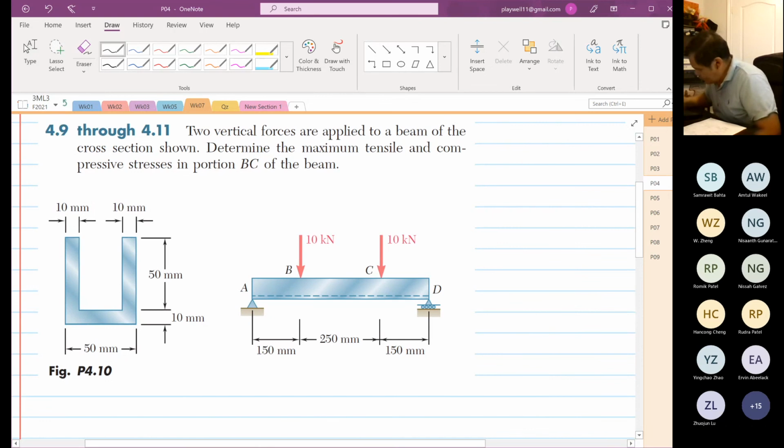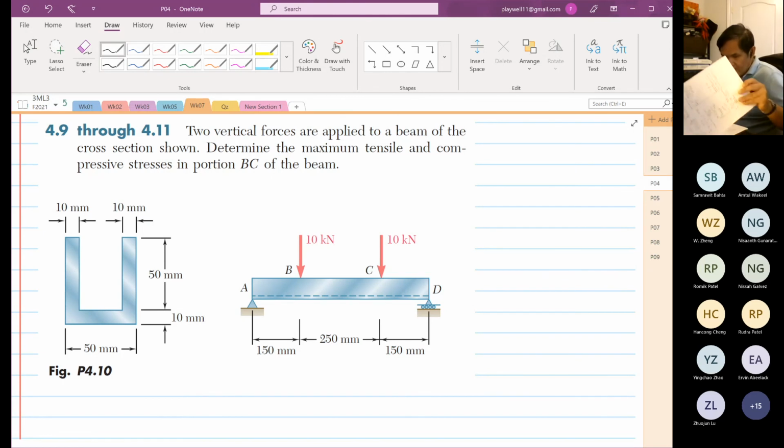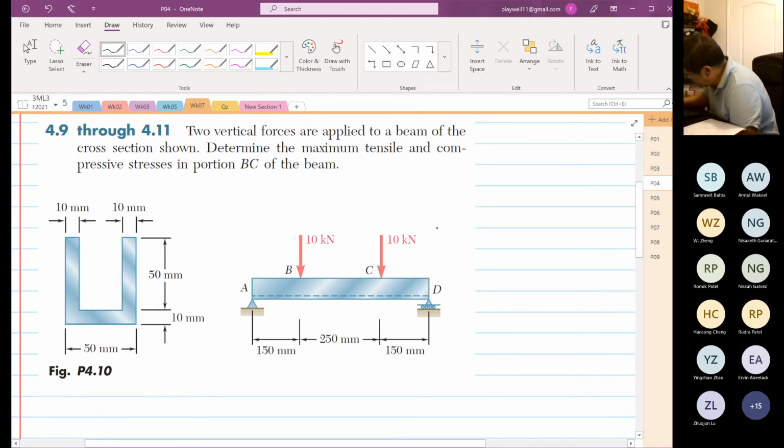Okay, so I'm going to draw our transformation first. We're going to do our transformation first. And for this example, we can also sketch our normal stress distribution. As you can see, this is a typical problem with symmetrical, centric loading. So first we construct our transformation.